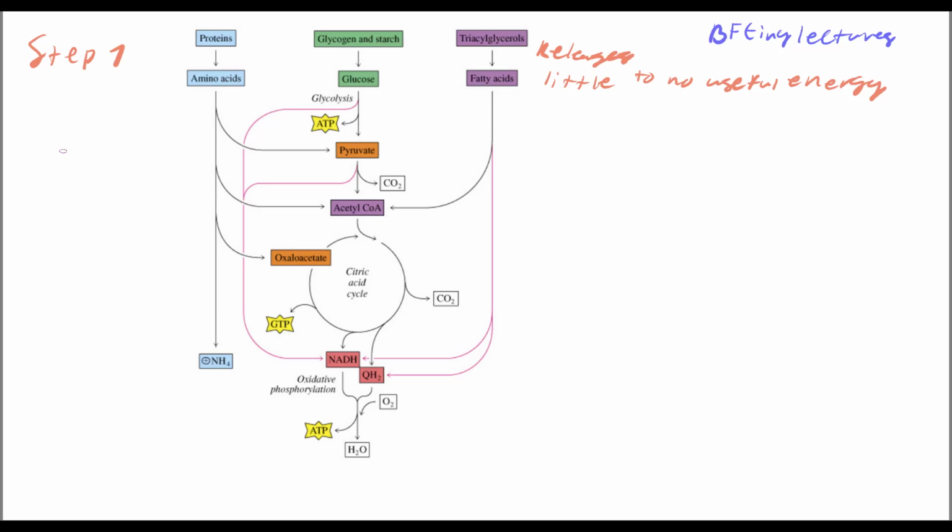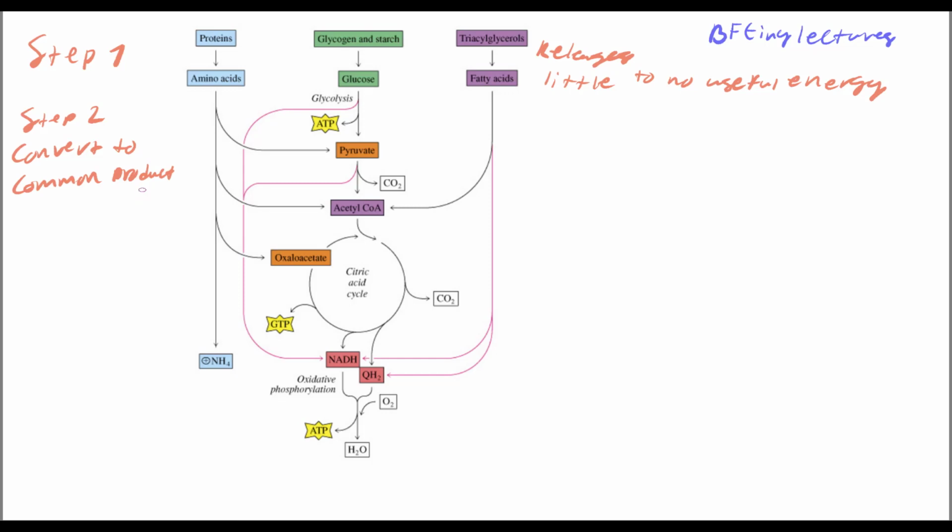Okay, so step two is convert to common product. So I'm just using glycolysis as an example. Okay, so these steps are just in general. Okay, so step two, convert to common product. Okay, so there you go.